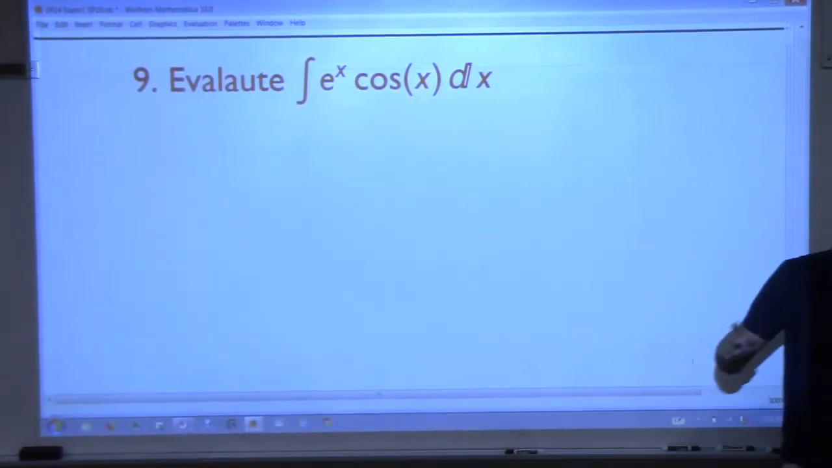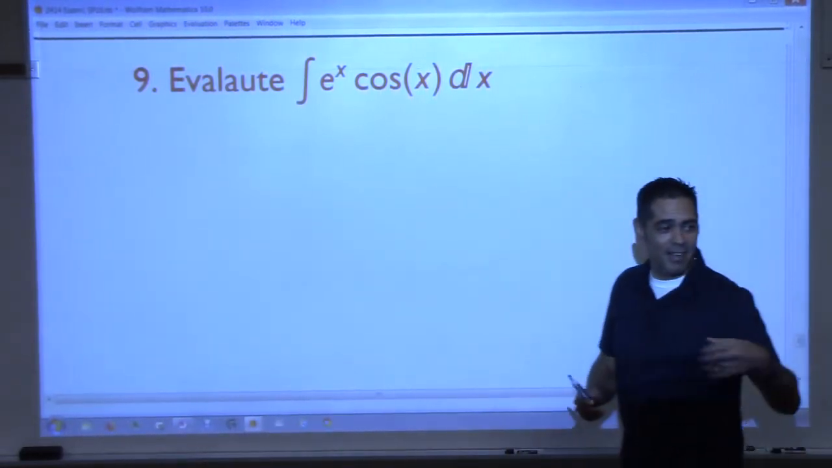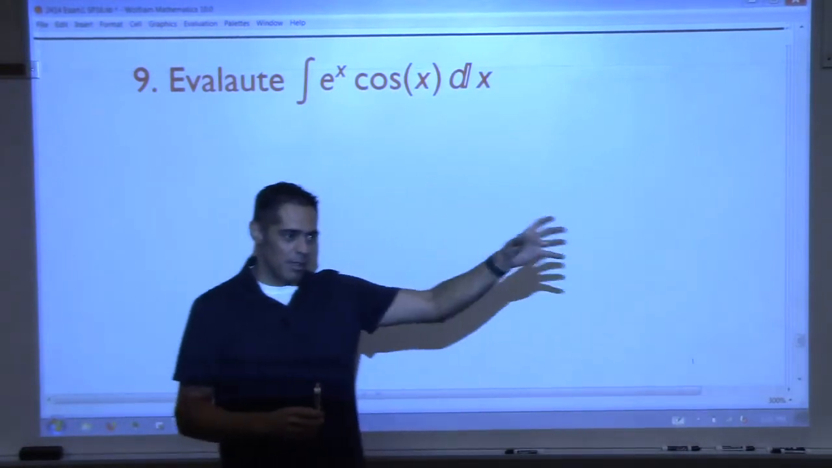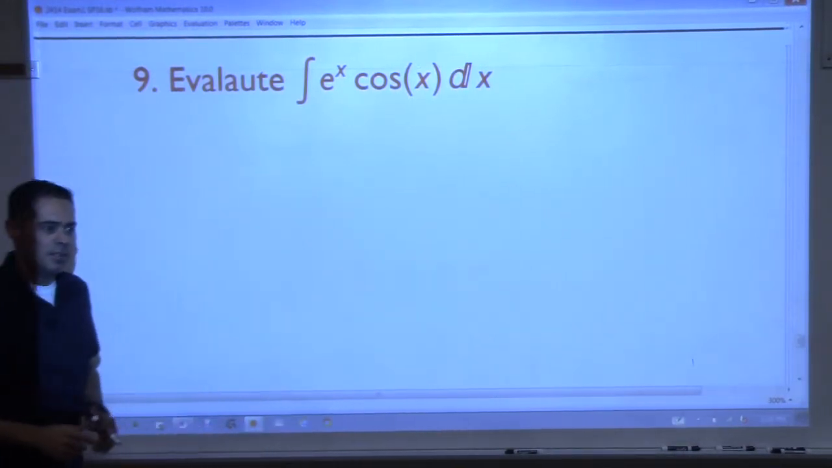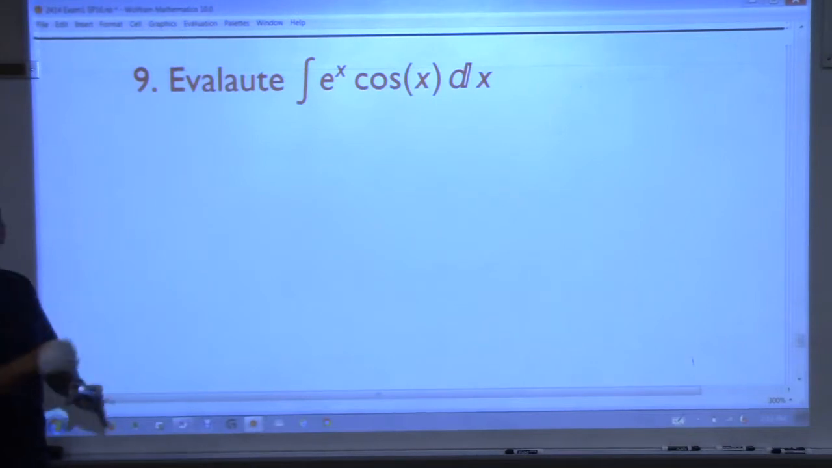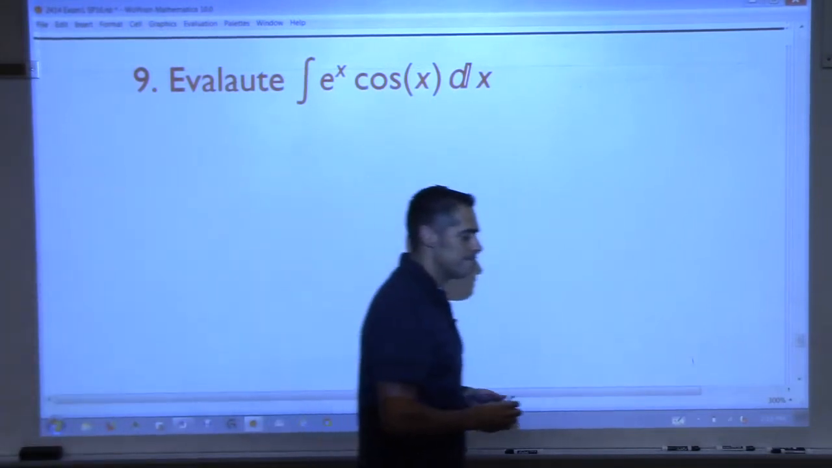So I will say I've conceded a little bit here today. If you see a power function with a trig function, yes, integration by parts. If you see two like cyclic functions, yes, integration by parts.